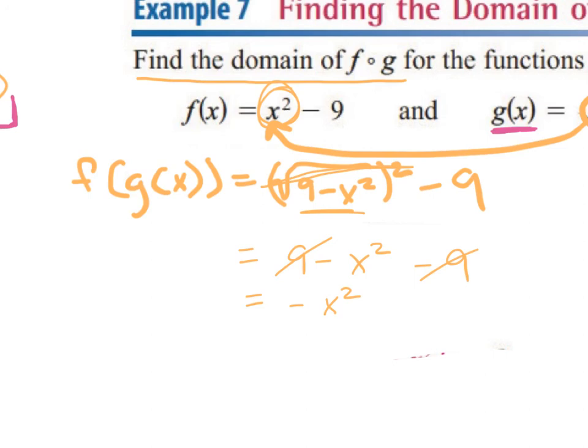Right. So here, for f of g of x, our domain is all real numbers, because we don't have to worry about any square roots here. We don't have to worry about any zeros in the denominators. If we were to graph this, our domain would be all real numbers.